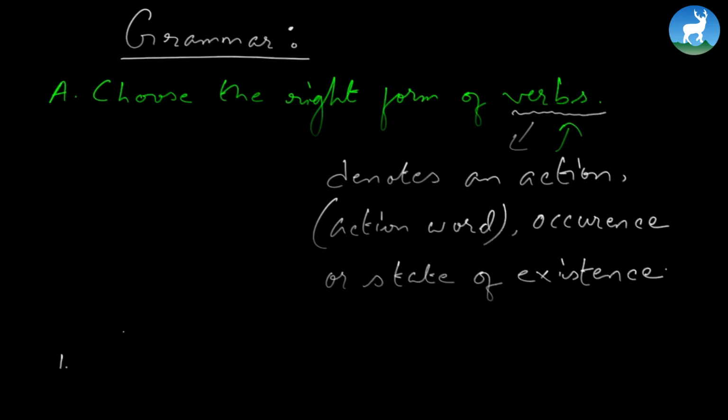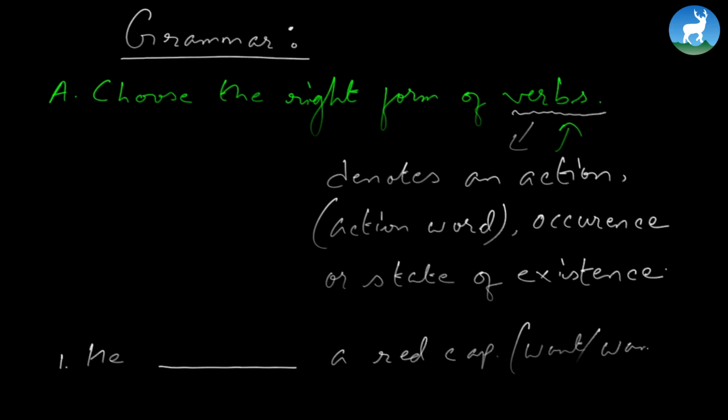For example, one, he red cap. The options we have are want and wants. So what do you think is the correct verb in this sentence? He want a red cap or he wants a red cap? We just choose the correct form of verb. In this case, he wants a red cap. He wants is the present tense. Let's move forward.